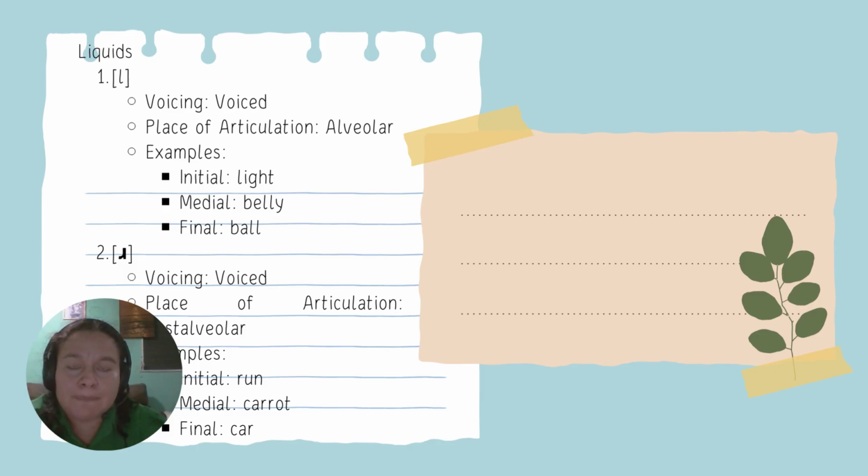Now, based on the manner of articulation, about the liquids, we have l, which is voiced, and the place of articulation is alveolar. For example, in the initial, light, in the middle, belly, in the final, ball. And then the other sound, r, is voiced, and the place of articulation is palatal. For example, at the initial, run, in the middle carrot, and in the final card.